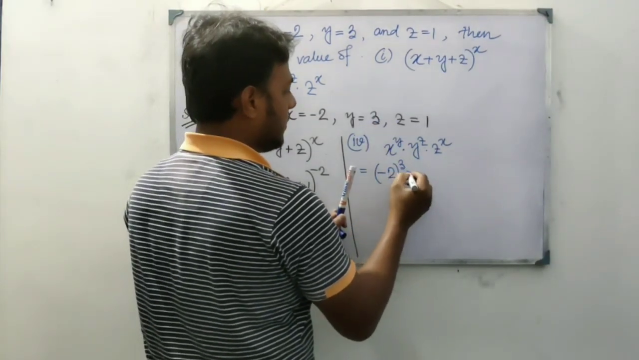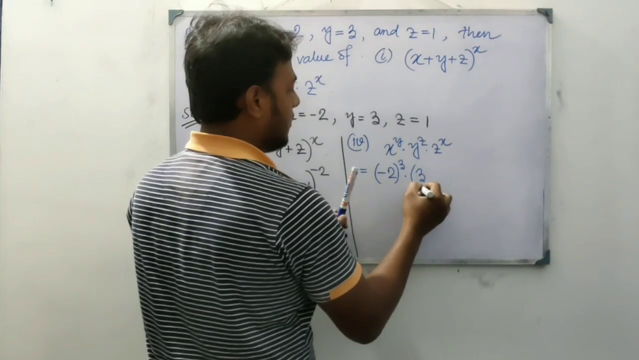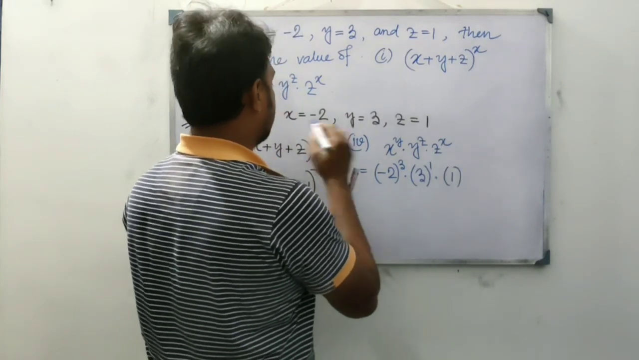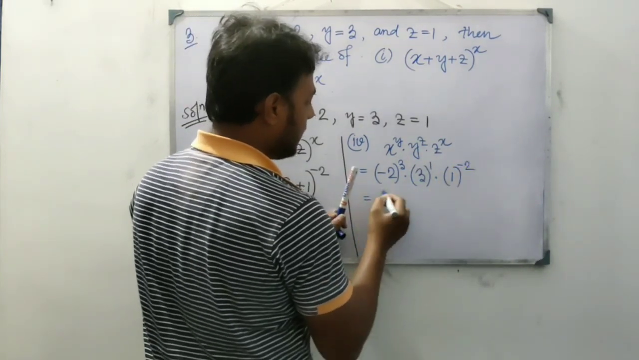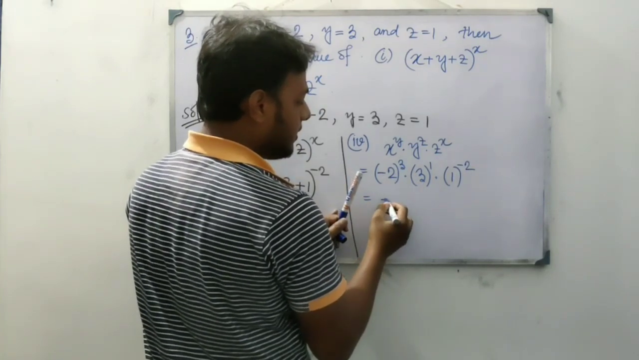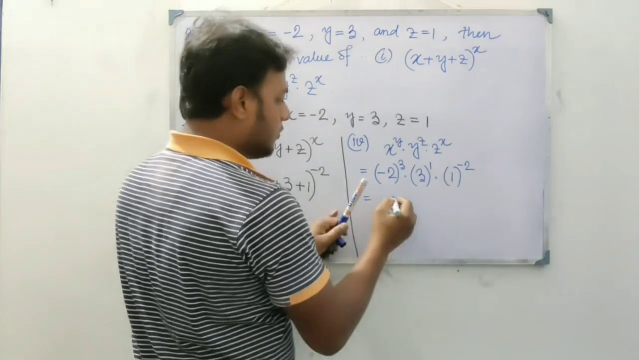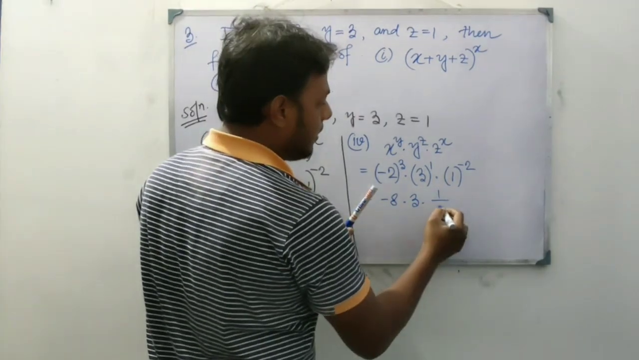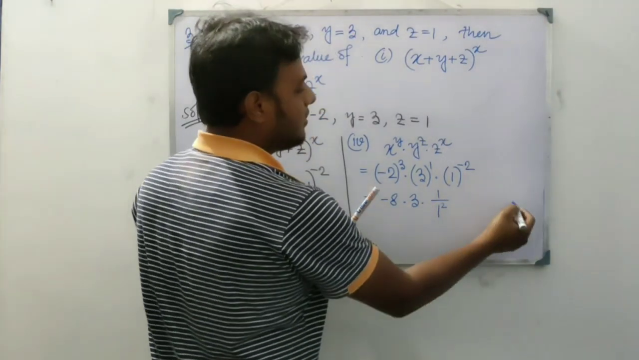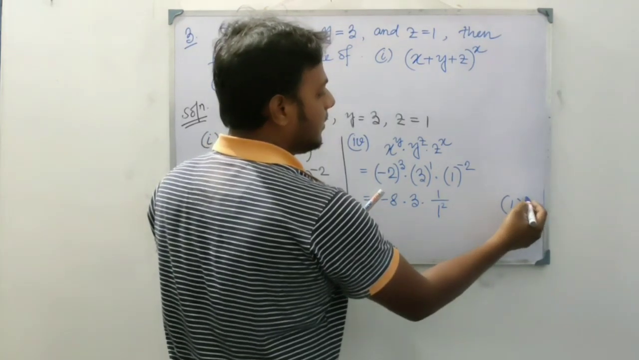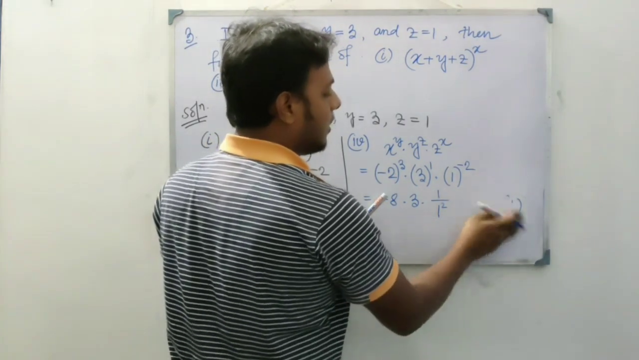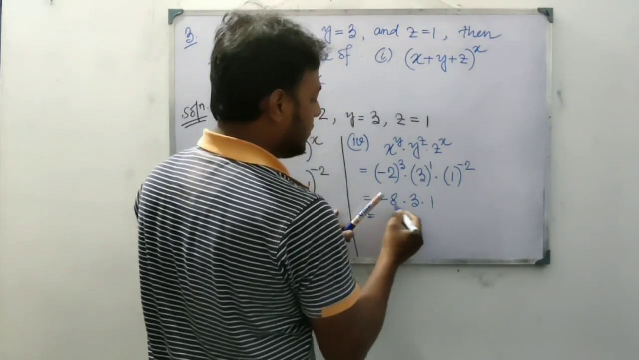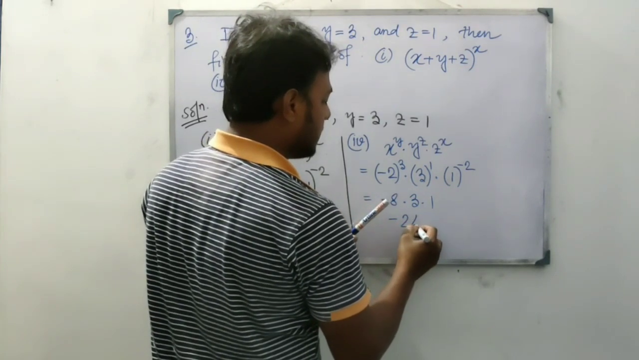So y is 3. So put here y means 3, into the power z, means 1, z means 1, and the power is x, means minus 2. Now simplify. Minus 2 cube: minus into minus into minus, and 2 cube means 8. Then 3 power 1 means 3 itself, and 1 power minus 2 means 1 by 1 square. 1 is actually a power of 1, whatever power of 1 is there, the ultimate value will be 1. So 1 by 1 square means 1 itself. So 3 into 8 into 1 means minus 24. This completes the solution.